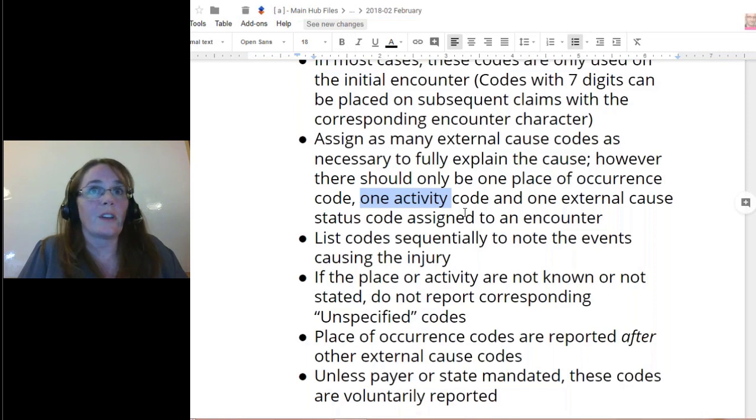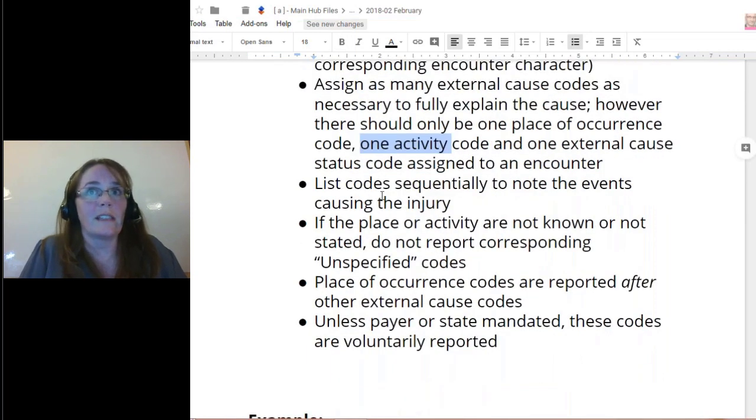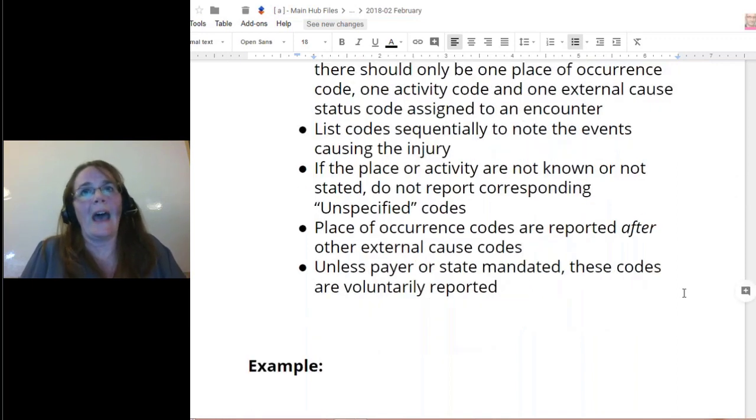You're going to list your codes sequentially to note the events causing that injury. Was it a fall and then you hit an object when you fell? Sometimes that happens: people fall off a ladder, but then they hit a structure below the ladder. Which one caused that injury is what they're trying to look at, so you want to code them sequentially. Typically, your place of occurrence codes are reported after your other external causes. Think of the order of how these things happened. Your place of occurrence is not going to be prior to the fall or automobile accident.